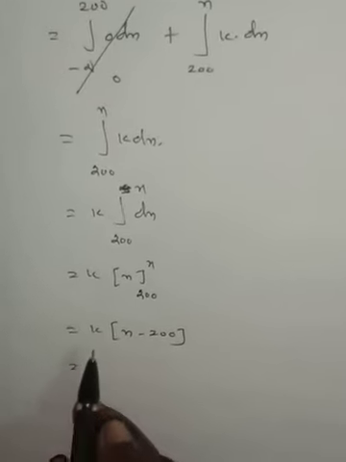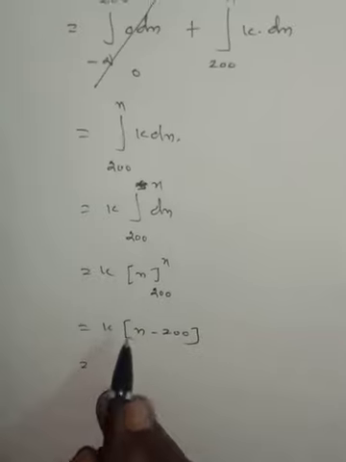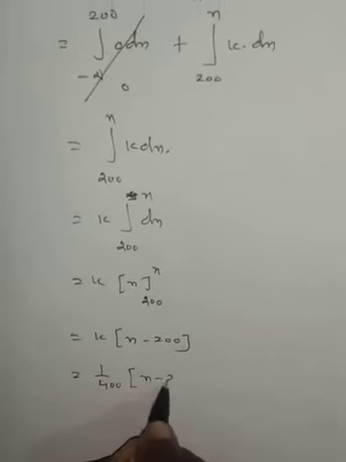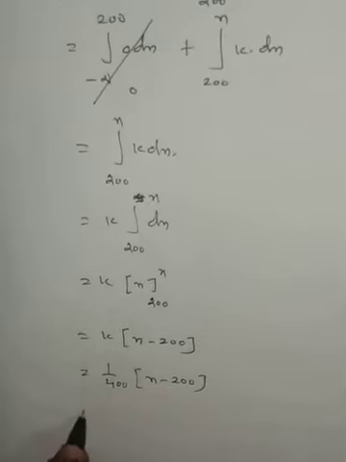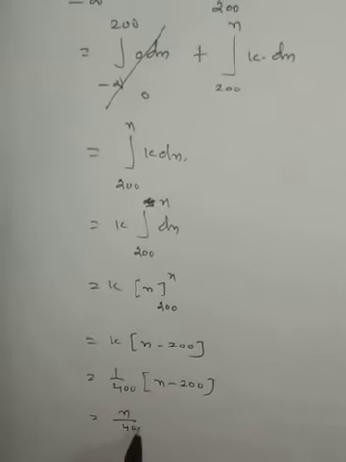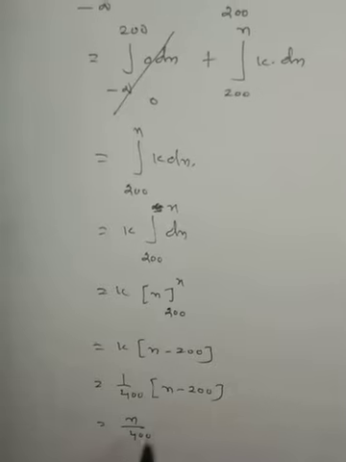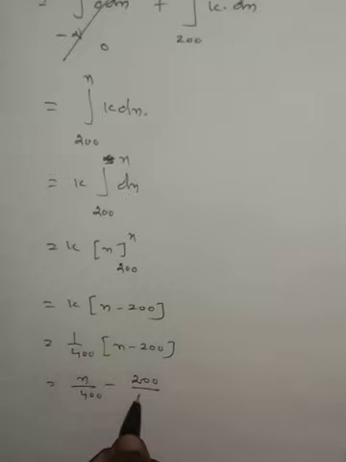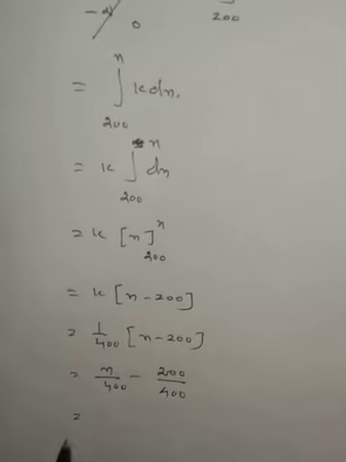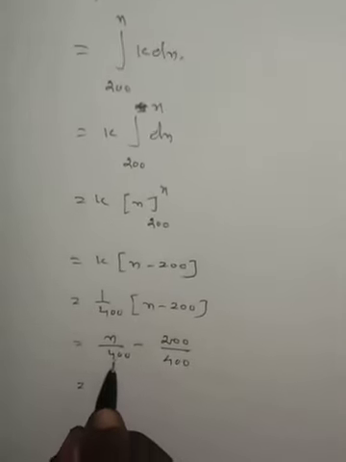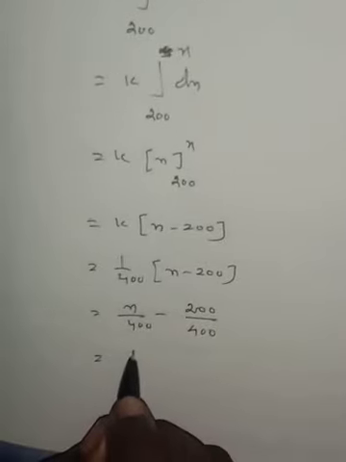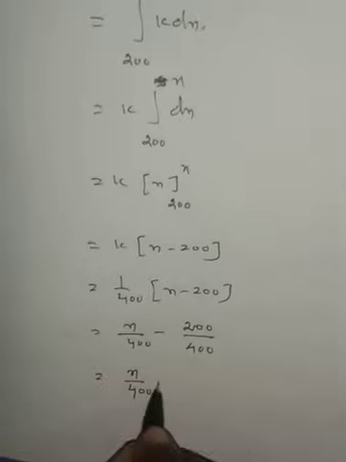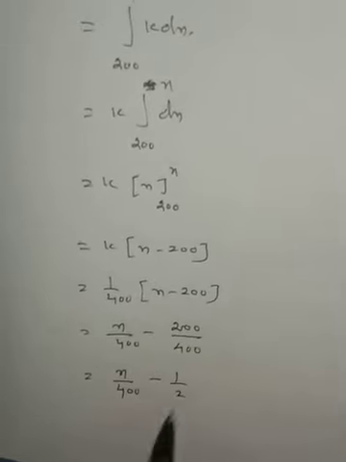We know that k is 1 by 400. So 1 by 400 into x minus 200 is equal to x by 400 minus 200 divided by 400, which is x divided by 400 minus, cancelling we get 1 by 2.